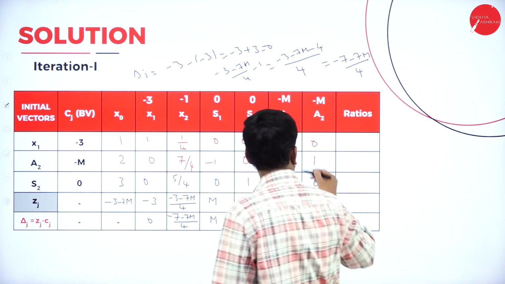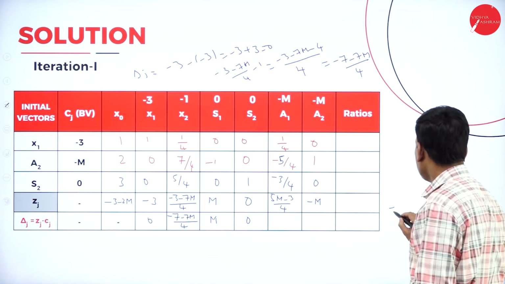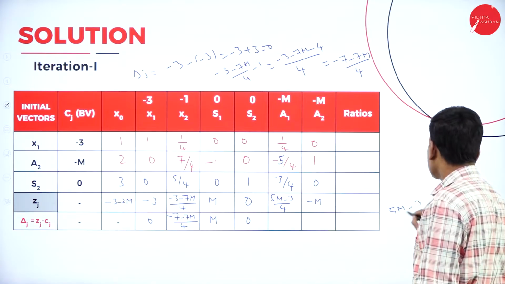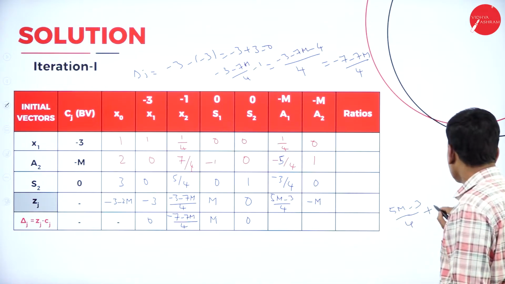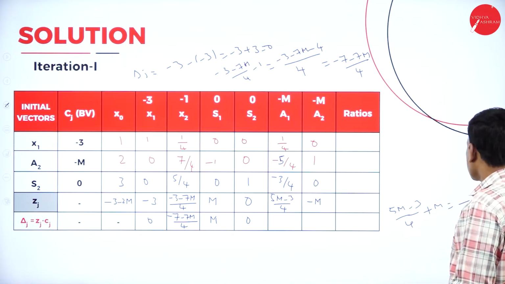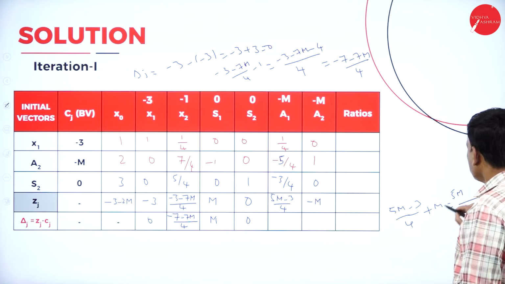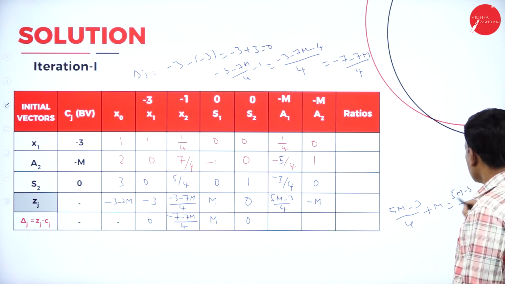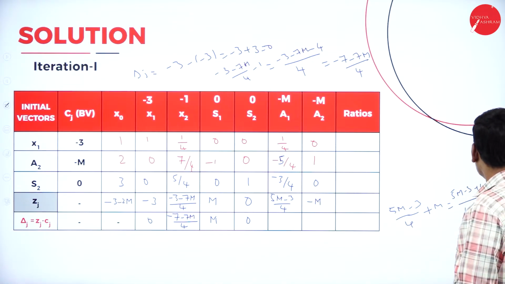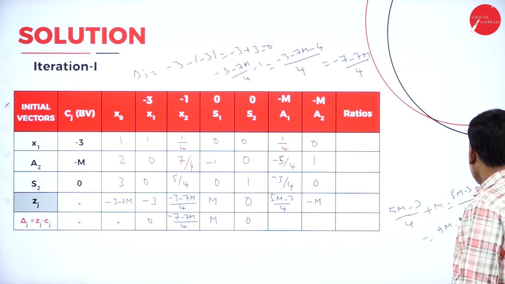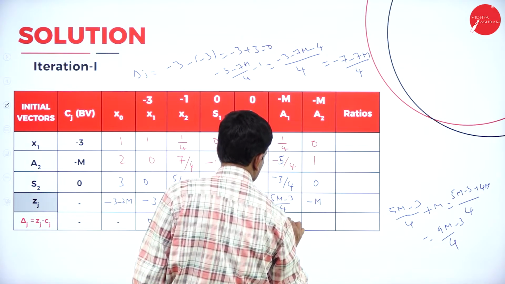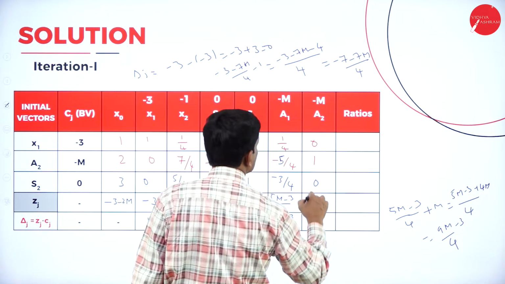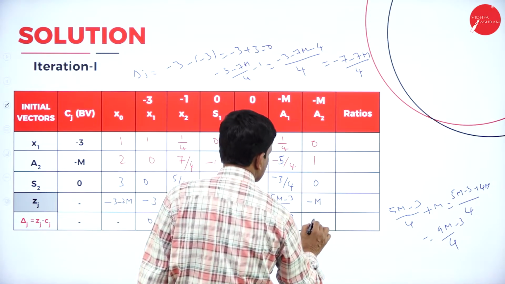Again, this minus of minus m, that is (5m minus 3)/4, minus of minus is plus, that is 4 is the LCM: 5m minus 3 plus 4m. This is nothing but (9m minus 3)/4. Minus into minus becomes plus, this is 0.